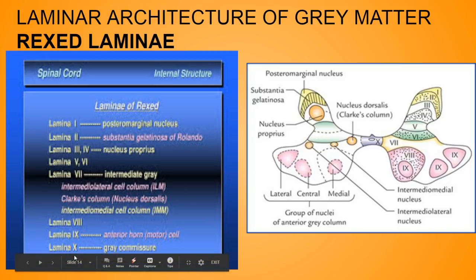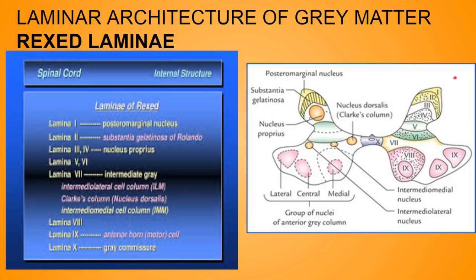And in the 10th one, remember, we are having the gray commissure. The gray commissure over here, as you can see. The 10th one is the gray commissure. So 1 is the posteromarginal nucleus. 2 is the substantia gelatinosa of Rolando. 3 and 4 are nucleus proprius. 5th and 6th, remember, the base of the dorsal column. And the 7th is the intermediate gray column, including intermediolateral and the intermediomedial, and the Clark's column over here.